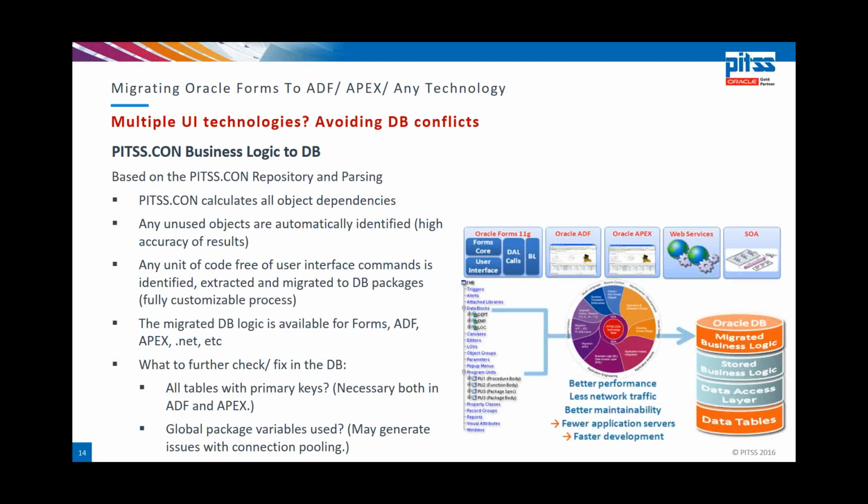The second issue is about global variables. These are an issue in case we use connection pooling in Java, because the value of global package variables may be shared across shared connections. And in Apex, there might be no issue, because Apex commits at every page and click and eliminates these kinds of issues.